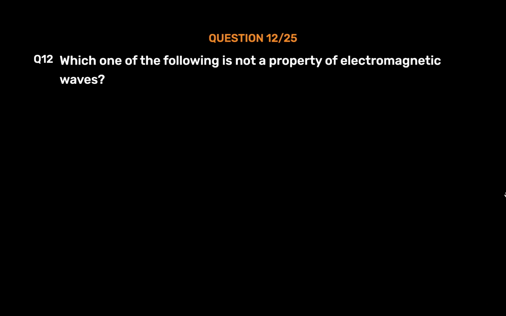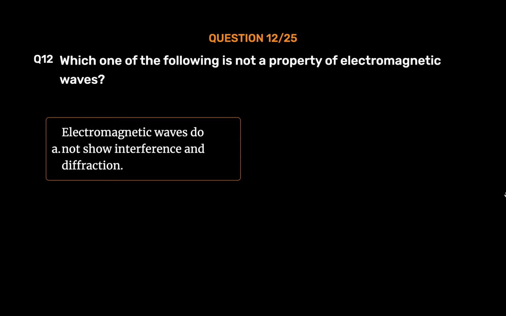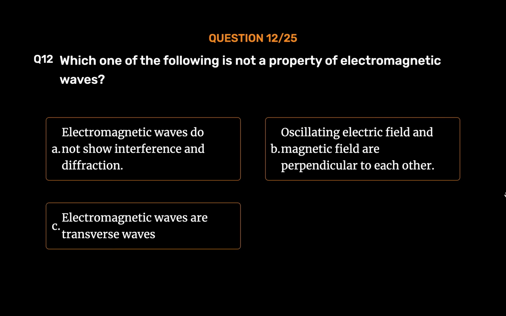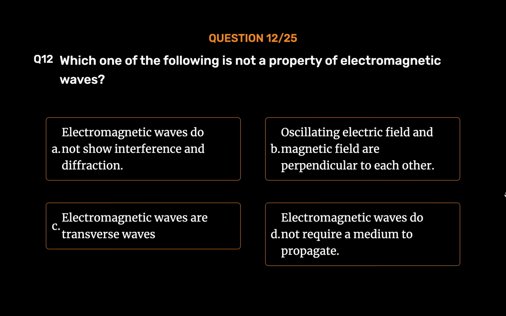Question number 12. Which one of the following is not a property of electromagnetic waves? Option A. Electromagnetic waves do not show interference and diffraction. Option B. Oscillating electric field and magnetic field are perpendicular to each other. Option C. Electromagnetic waves are transverse waves. Option D. Electromagnetic waves do not require a medium to propagate. The correct answer is option A.